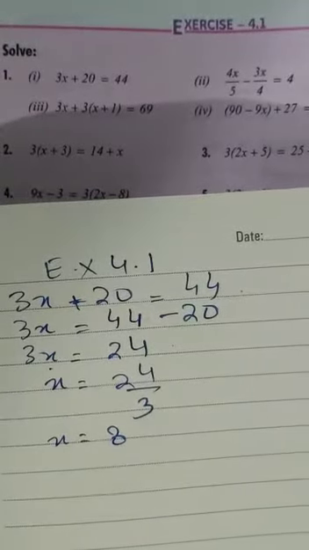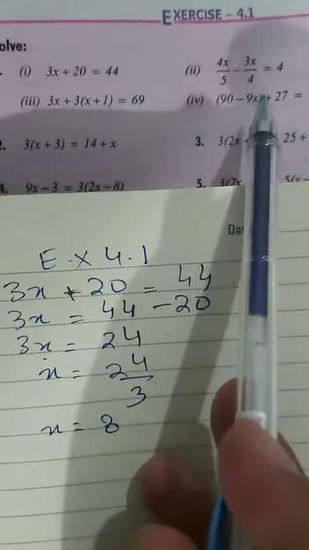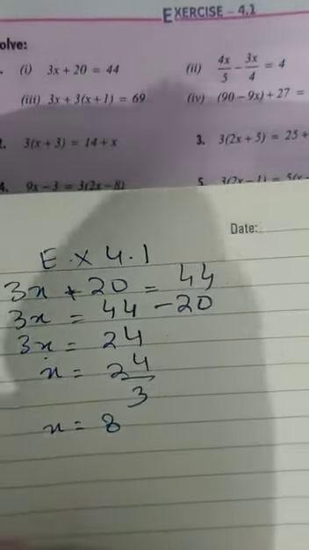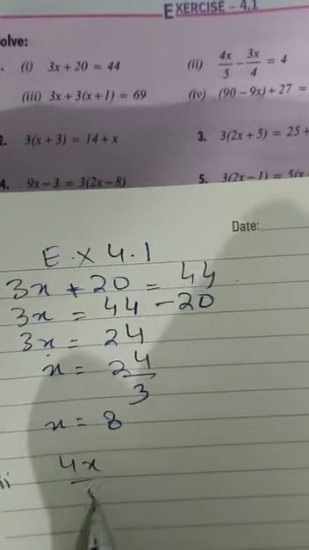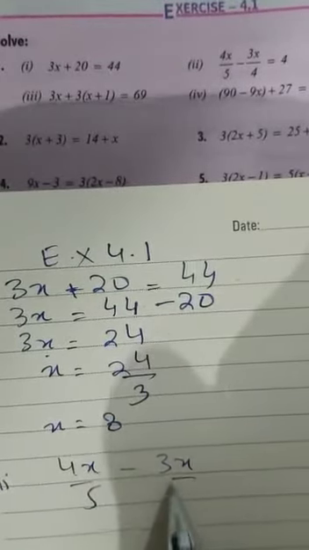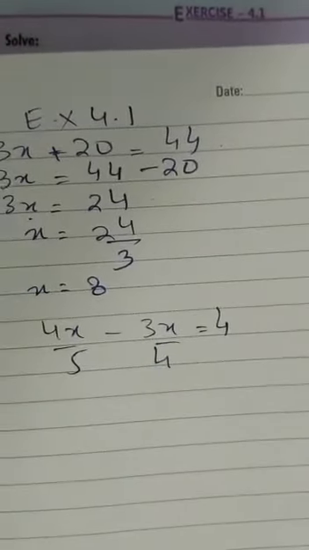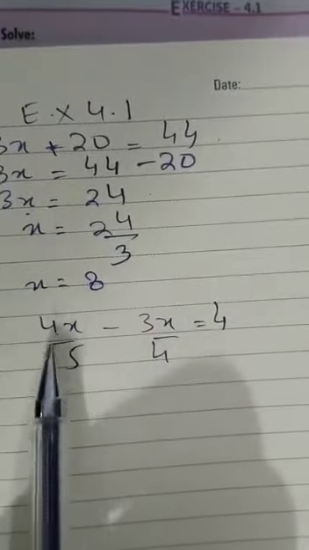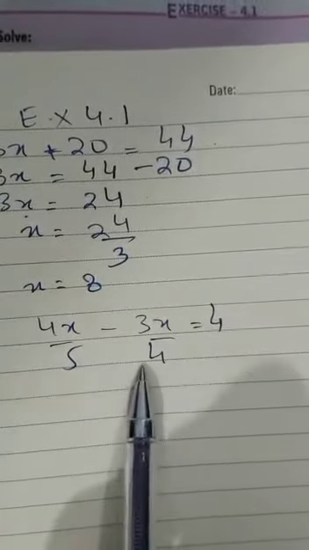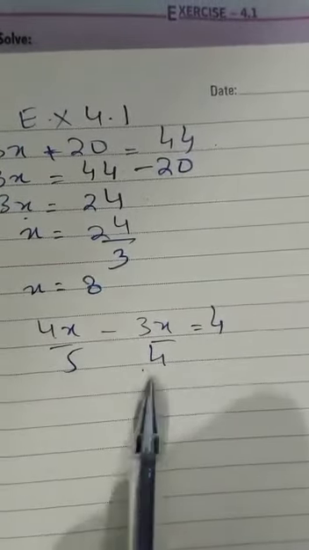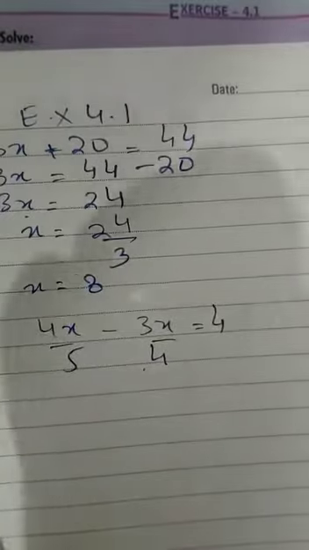Now we are moving to the second question, that is 4x by 5 minus 3x by 4 equals 4. I will write down the question, then we are going to try to solve it. 4x by 5 minus 3x by 4 is equal to 4. Here we will see it's not a simple equation because we have numerators and denominators. So first we will deal with the denominators, that is 5 and 4. Whenever we have denominators, we will take their LCM, that is 5 into 4 is 20.